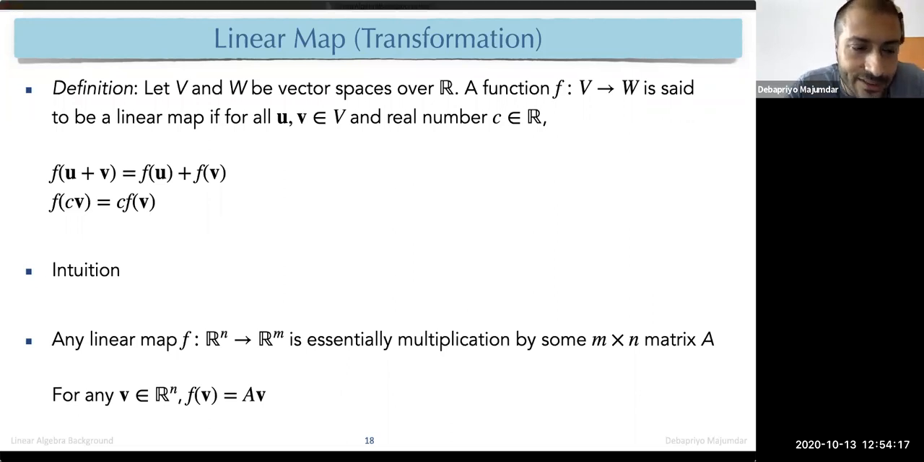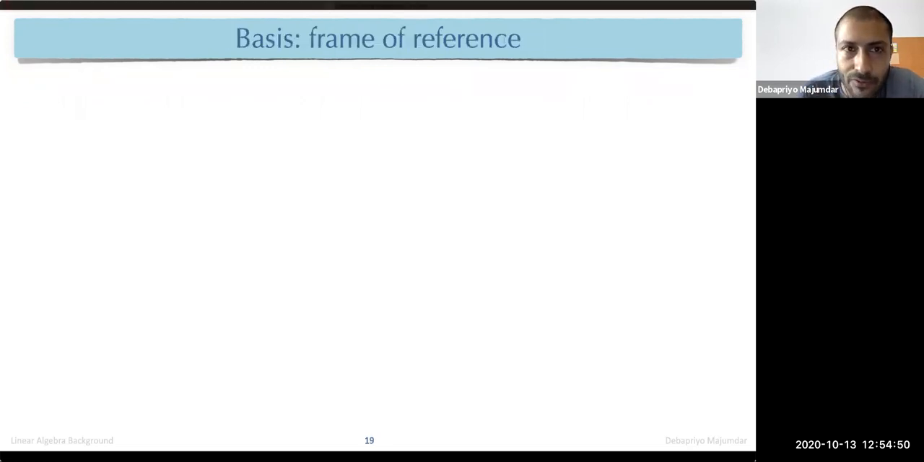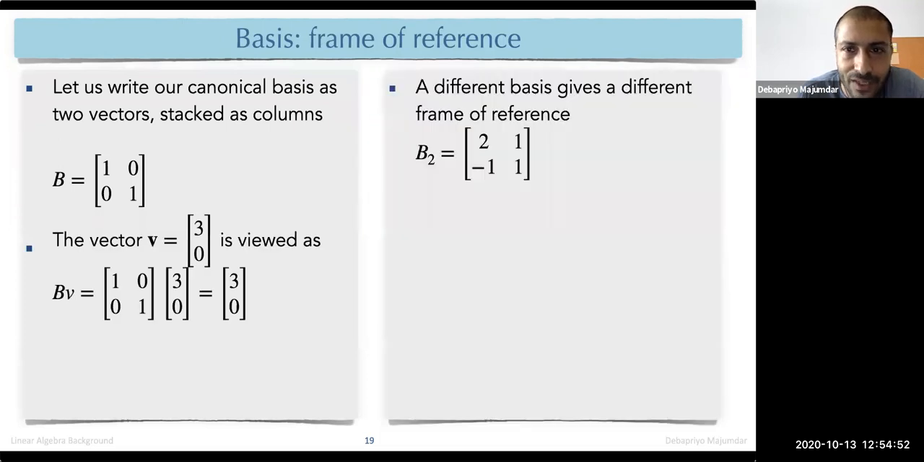Now, you all know that essentially any linear map from Rn to Rm, that means n-dimensional real space to m-dimensional real space, is essentially multiplication on the left by some m cross n matrix. Where n cross 1, you multiply by m cross n, you get m cross 1. And we can write that as, for any vector v in Rn, f(v) is some A times v, where A is this matrix. Now again, coming back to the same thing.